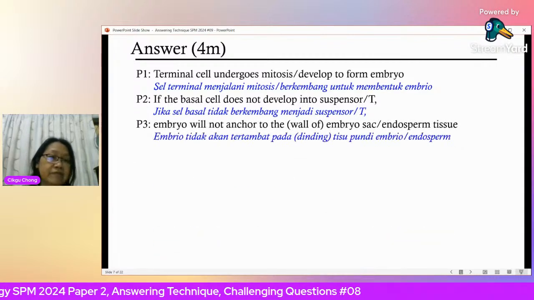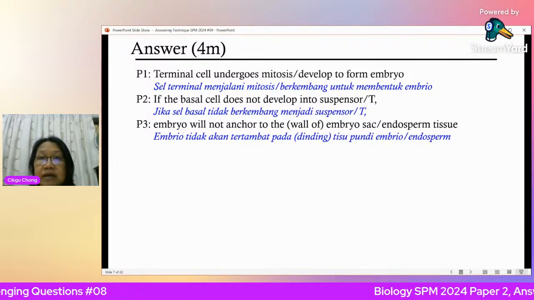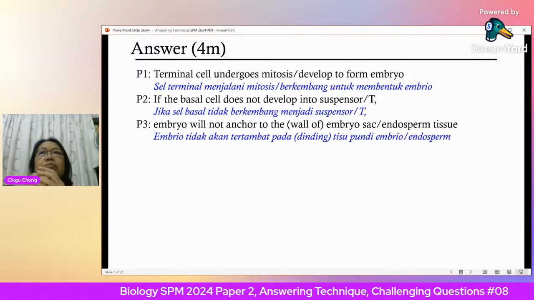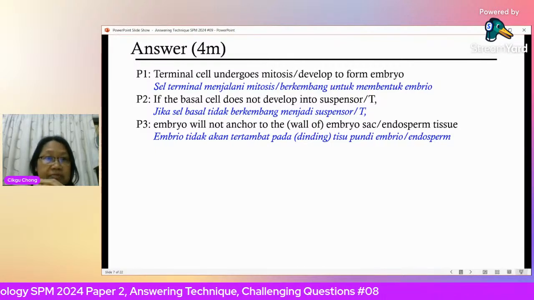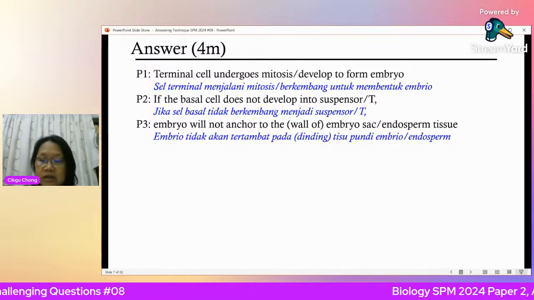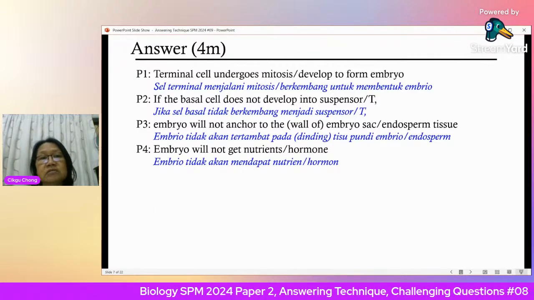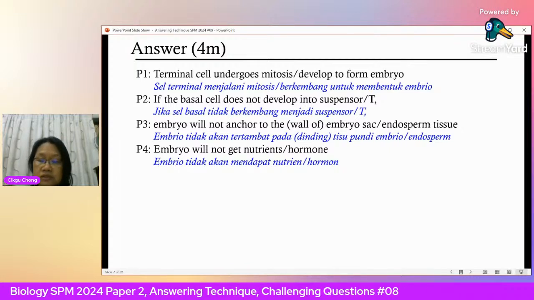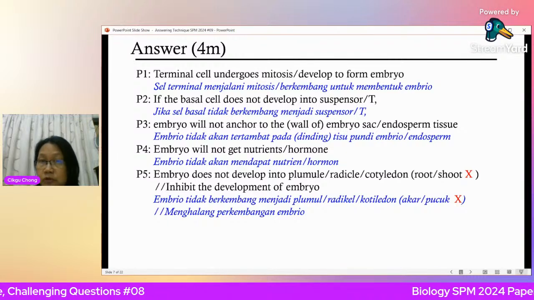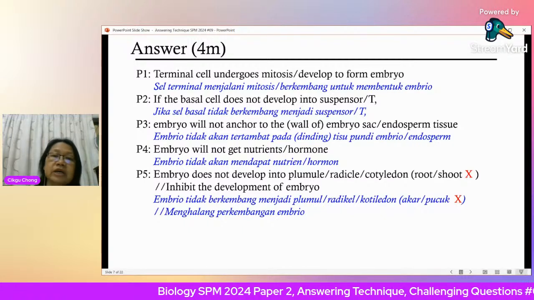If it does not develop, the embryo will not anchor, will not be stuck to the wall of the embryo sac, or what we call the endosperm tissue. The embryo cannot be stuck there, and this is an important connection, because nutrients will be channeled. If it is not anchored, the embryo will not develop properly. The embryo will not get nutrients or hormones, and will not develop into the plumule. The embryo develops into the plumule, which will develop into a shoot, and the radicle will develop into roots.